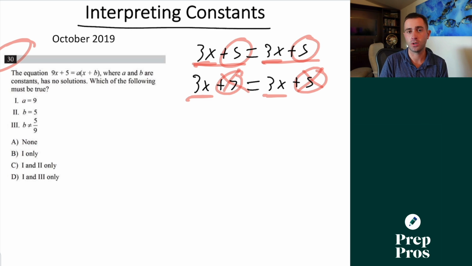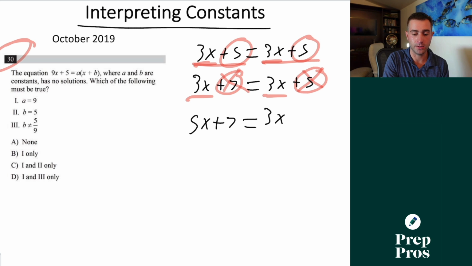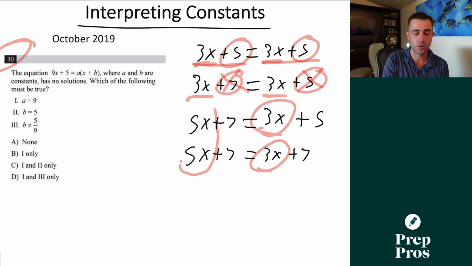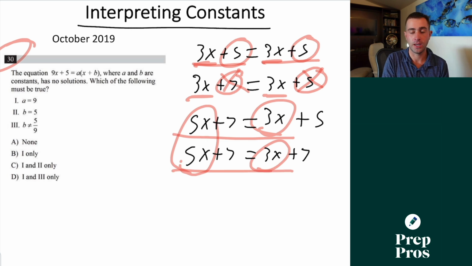Now, the last one we're looking for is one solution. If we have one solution, our only requirement is that the slopes are going to be different. This means at some point, these 2 lines are going to intersect each other. It could be something like 5x plus 7 equals 3x plus 5, or you could also have them having the exact same number, the exact same intercept, so you could see 5x plus 7 equals 3x plus 7. Your only requirement for one solution is that the slopes must be different as we're working through those.